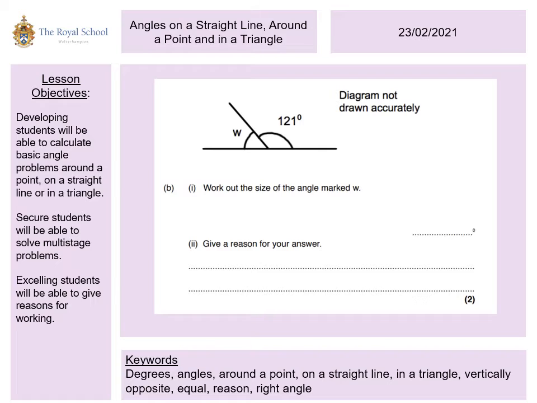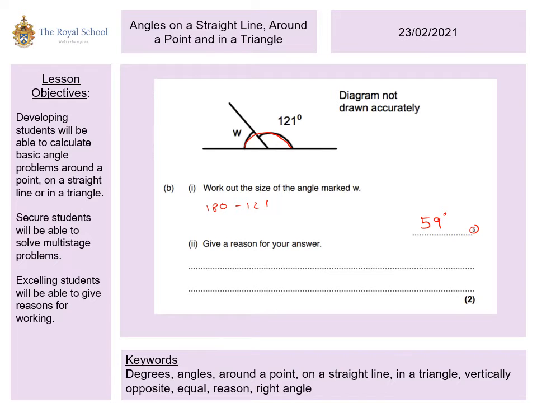And I'll assume you're ready for those at the moment. So work out the size of angle marked W. We've got 2 angles here that lie on a straight line, so we know that these should add up to 180. So I'd need 180, take away 121, and that's going to give us 59 degrees as our answer. The degree sign is a little bit low there, but the degree sign is in our answer line.